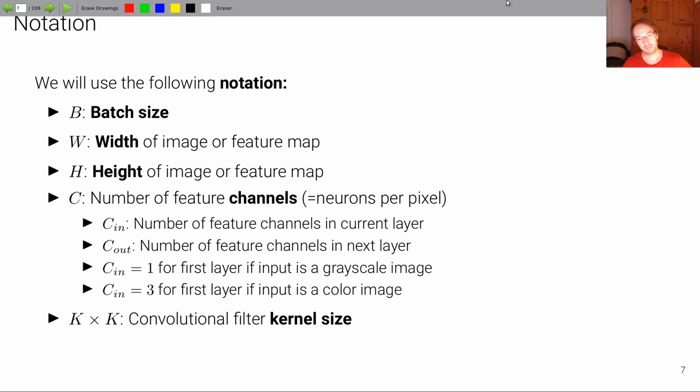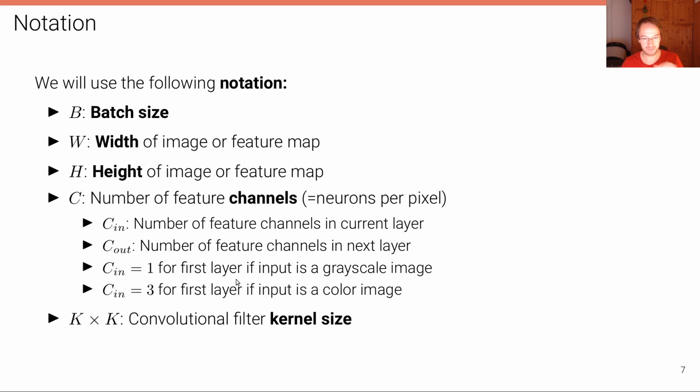For example, in the first layer, where the input is the input to the network, if the input to the network is a grayscale image, then in the first layer, C in is 1. Or similarly, if the input to the network is a color RGB image, then the input to the first layer is 3 for RGB. And then further, in convolutional networks, we have something called a convolutional kernel, a filter kernel that has a certain size in pixels. We consider square kernels here of size k by k pixels. It's the size of the filter kernel.